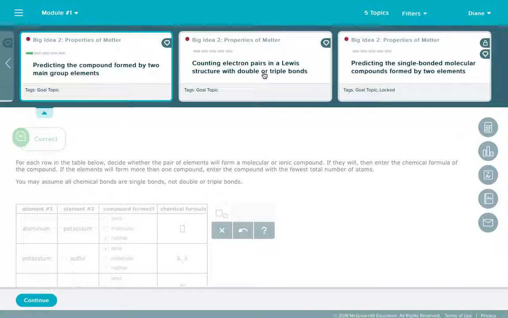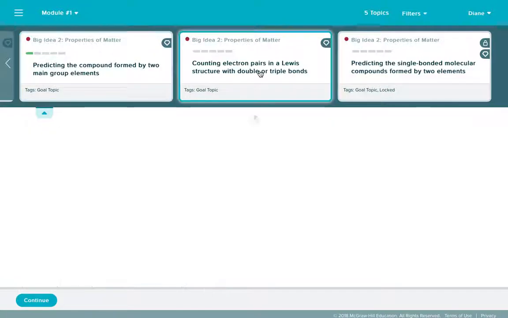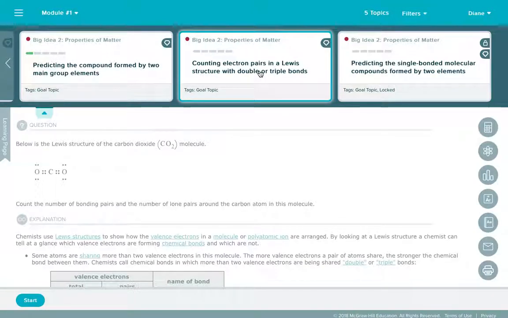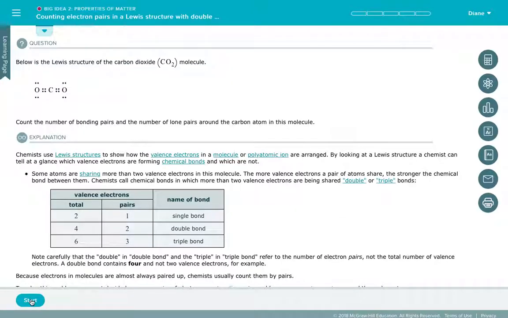Let's see if it will unlock the next pair. Counting electron pairs in a Lewis structure with double or triple bonds. So here's our example. The Lewis structure of carbon dioxide. So oxygen, remember, has 6 valence electrons. Carbon has 4. Count the number of bonding pairs and the number of lone pairs around the carbon atom.